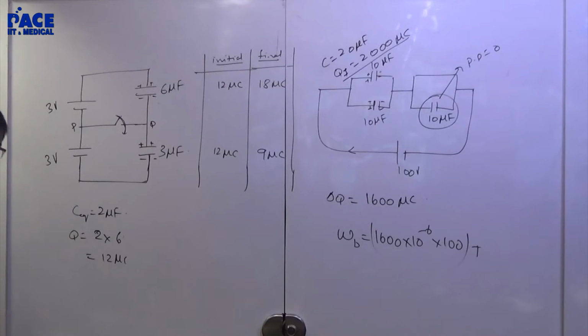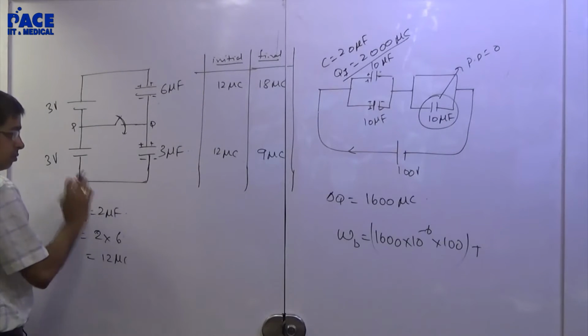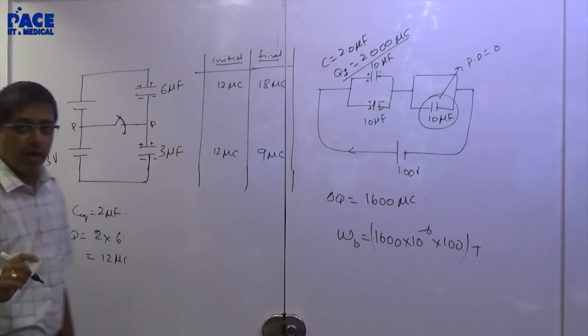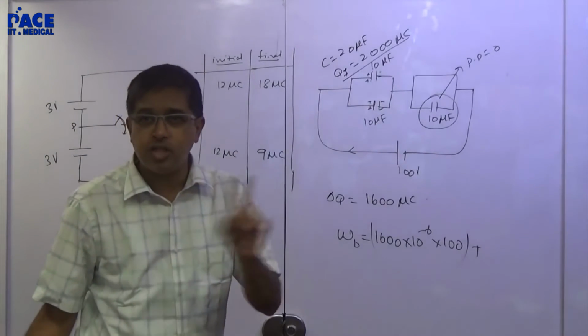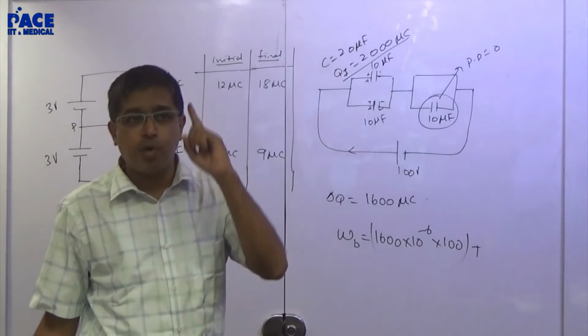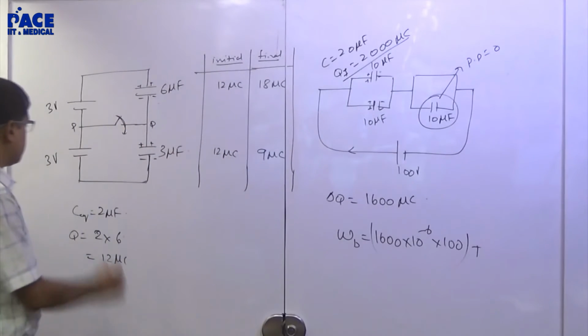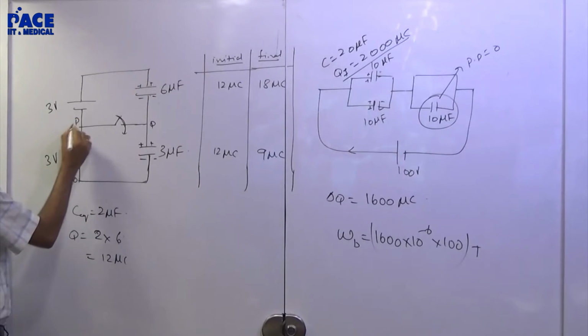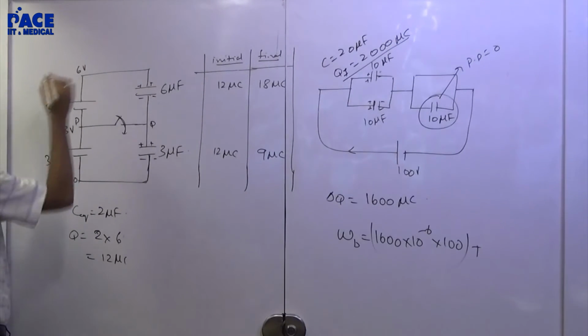But if both have different charges now, then the lower battery will have no effect on the capacitor. Absolute potential is never defined, it is potential difference. Observe this. If I take this to be 0, this will be 3 volts, and this will be 6 volts. Agreed?